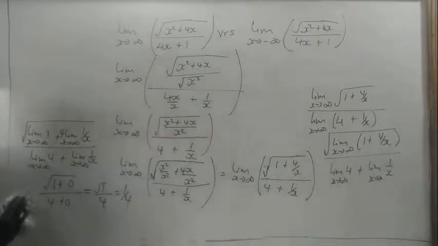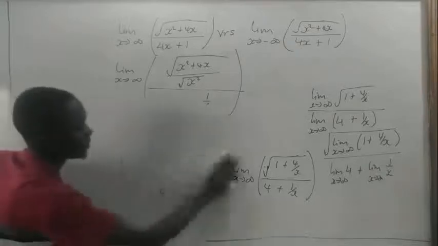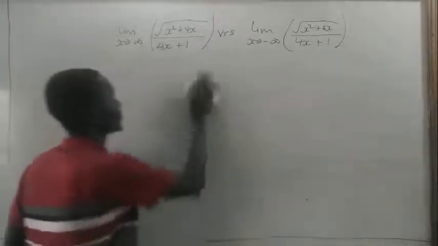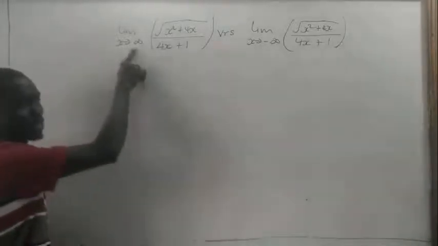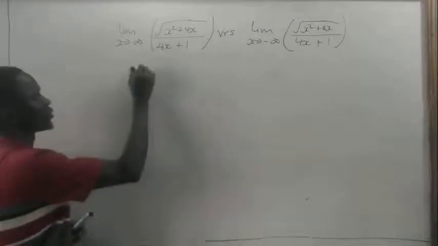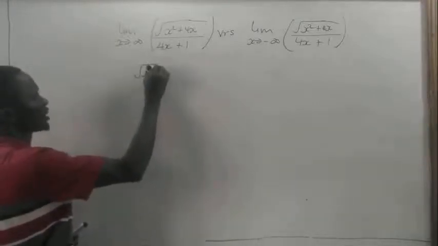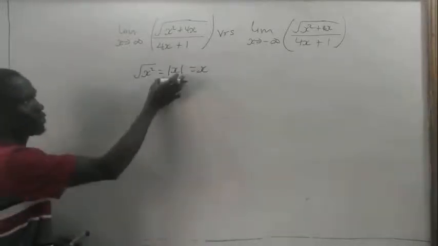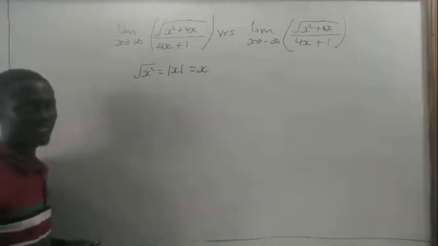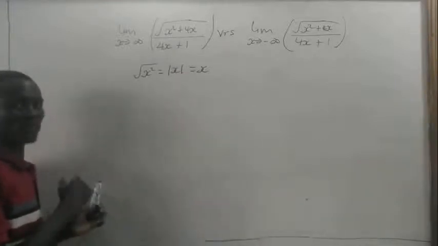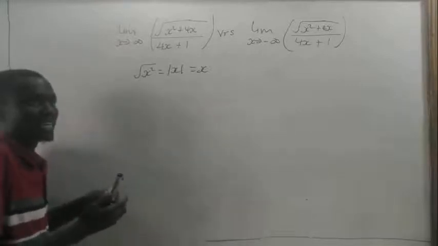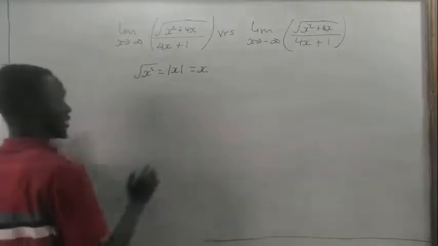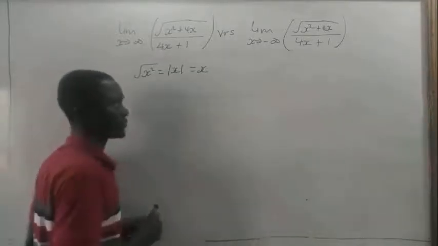Now, in this question, we are having x approaching positive infinity. So it implies that the square root of x squared is equal to the absolute value of x, and that is x. Because the absolute value function simply means what? Either you go to the left or right, because absolute value means the distance between a number and 0. So that distance can be on the right hand side of 0 or on the left hand side of 0.